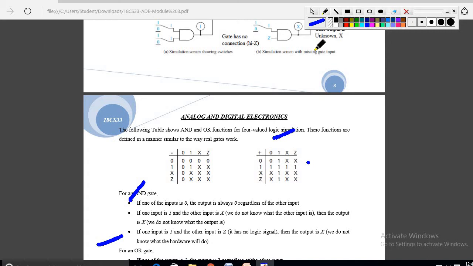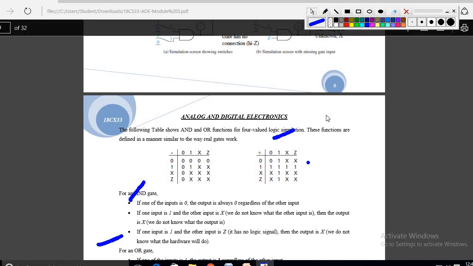If one input is Z and the other is 1, we don't know one of the inputs of the OR gate. For that reason, we don't know the output either, because the input might be 1 sometimes and 0 sometimes. For that reason, the output is unknown. So you have to write it in the truth table as X, because X represents an unknown value, since we don't know the value of the output of the OR gate. Okay.